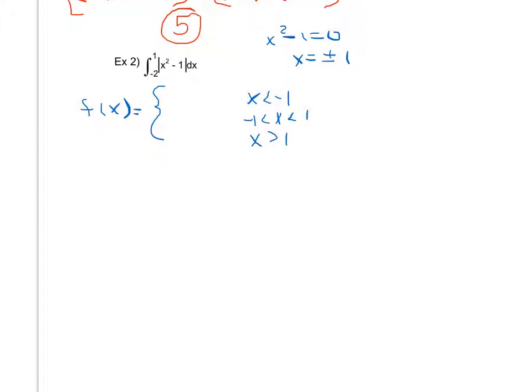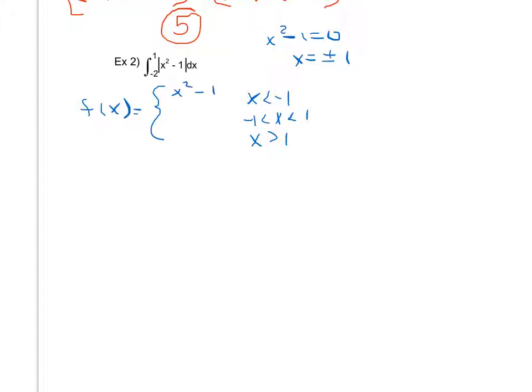So now I'm going to go ahead and test each area. Let's say I pick something less than negative 1, I pick negative 2. When I plug negative 2 into this function, does it give me the same thing as I get plugging it into this one, or does it give me the opposite? Does it give me a negative? Well, negative 2 squared is 4 minus 1 is 3, which is the same thing I would get with absolute value bars. So I do not have to write the absolute value bars. It's just the same function either way.